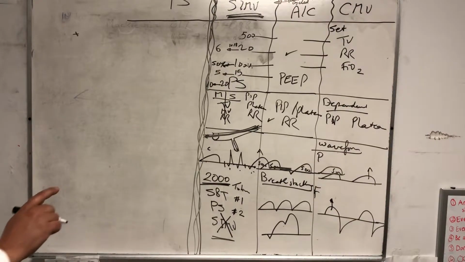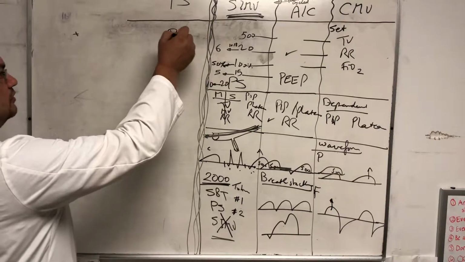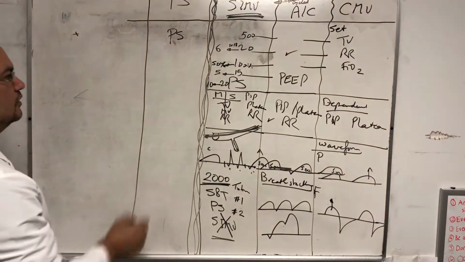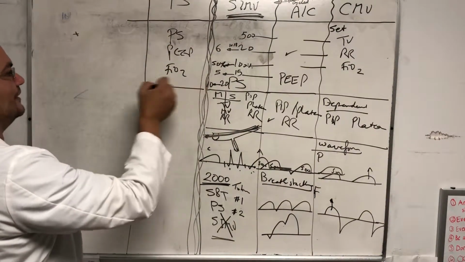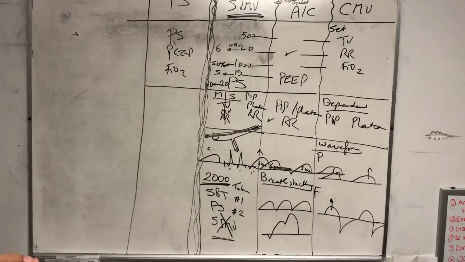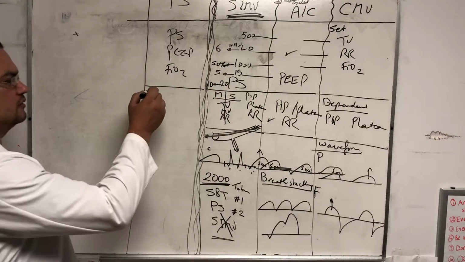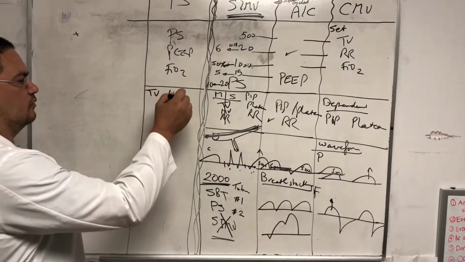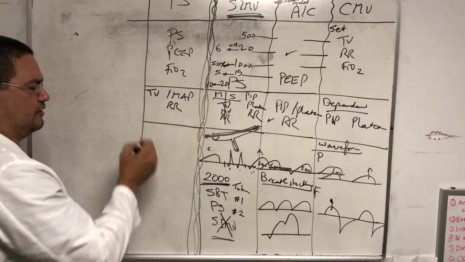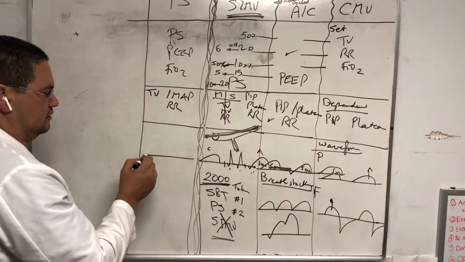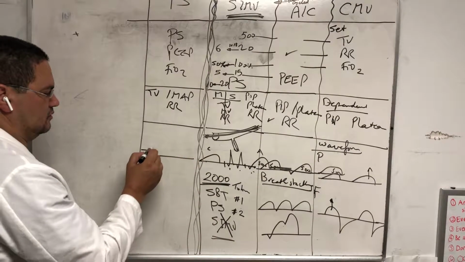So the set parameters are pressure support, PEEP, and FiO2. Nothing else. You control nothing else. You just give a little bit of PEEP, a little bit of FiO2, and then when the patient takes a breath, give him pressure support for it. But the patient determines everything else. So the dependent parameters are tidal volume, mean airway pressure, respiratory rate, etc. The waveform looks like this.